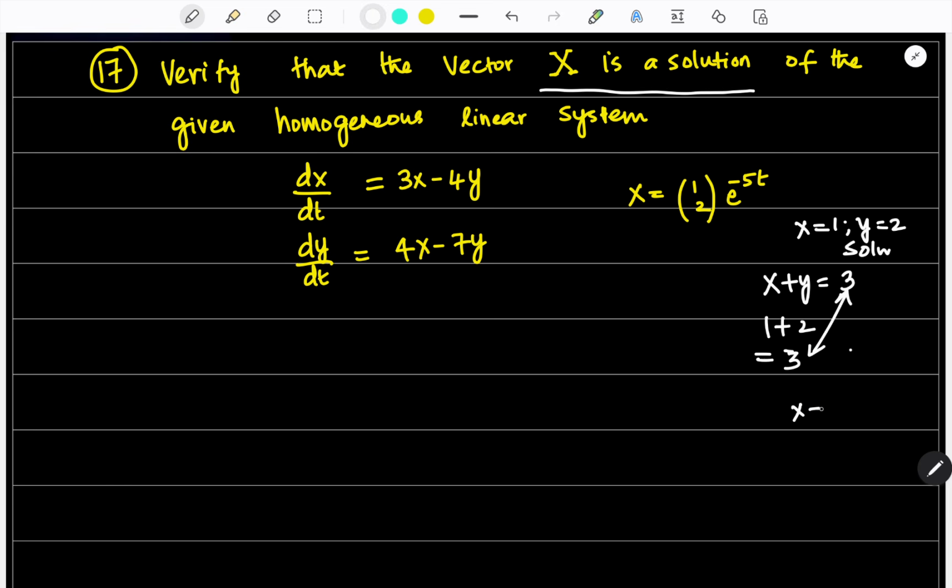So if the left is equal to right, then it is a solution. Suppose I say check whether x is equal to 1 and y is equal to 1 is a solution. What do you do? Put x is equal to 1 and y is equal to 1.